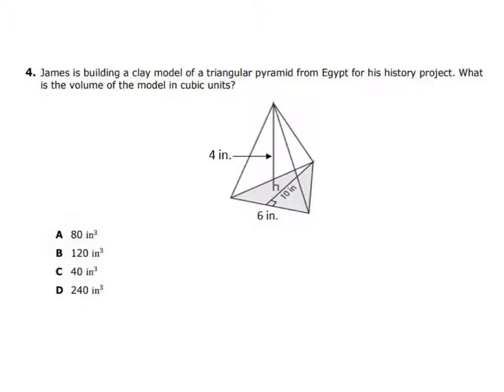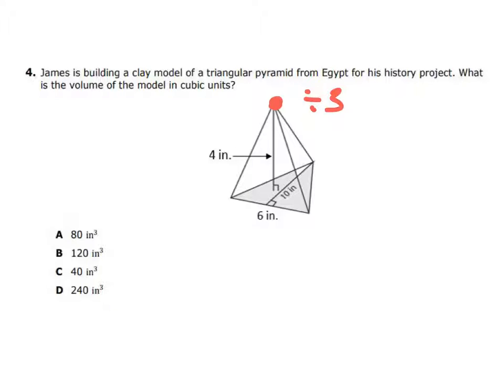Alright, question 4. Here we have a pyramid, and we know it's a pyramid because all the sides come to a point right here on top. And I know some of the classes they said if you see the point, that reminds me at the end I have to divide by 3.